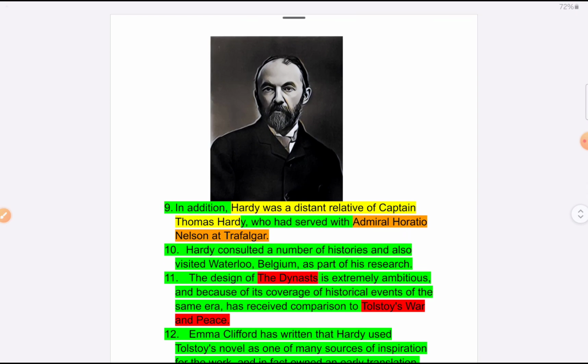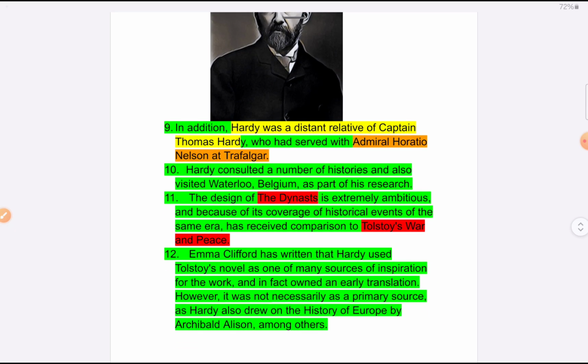In addition, Hardy was a distant relative of Captain Thomas Hardy, who had served with Admiral Horatio Nelson at Trafalgar in the Battle of Trafalgar. Hardy consulted a number of histories and also visited Waterloo, Belgium, as part of his research.